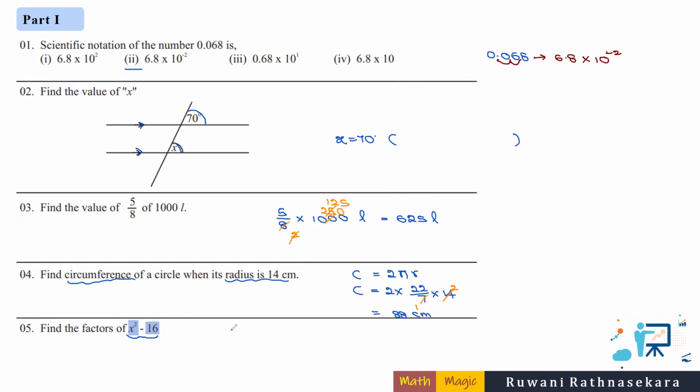x squared is already in the squared form, and 16 can be given as a square, which is 4 squared. Then once you write it as a product of two factors, it should be x minus 4 into x plus 4. We learned this in the first term of grade 9.